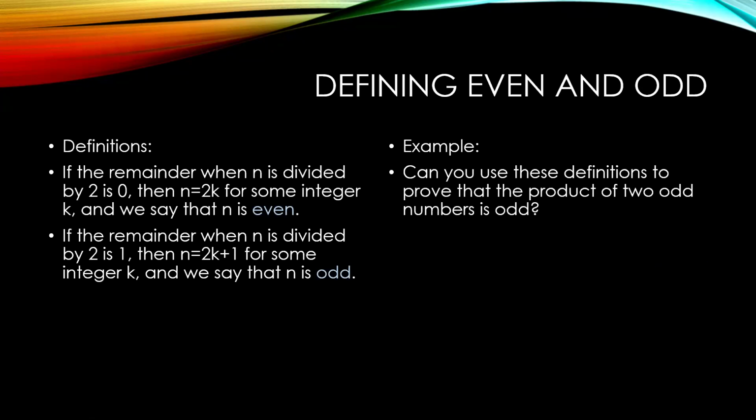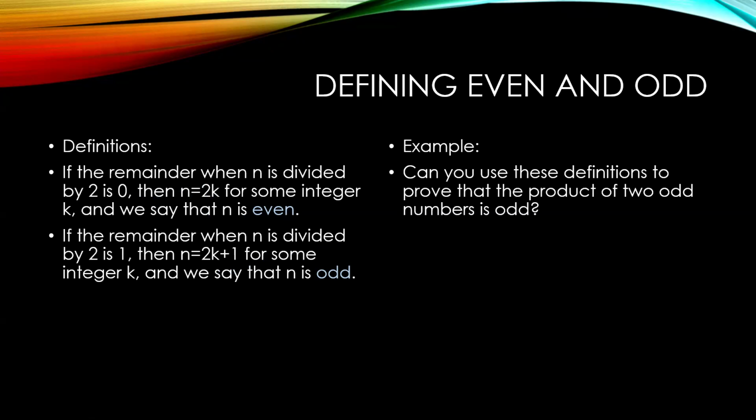Another important definition: defining even and odd. If the remainder when n is divided by 2 is 0, then n is equal to 2k for some integer k, and we say that n is even. When we're dealing with integers, if the number is divisible by 2, it's even. If the remainder when n is divided by 2 is 1, then n is equal to 2k plus 1 for some integer k, and we say that n is odd.